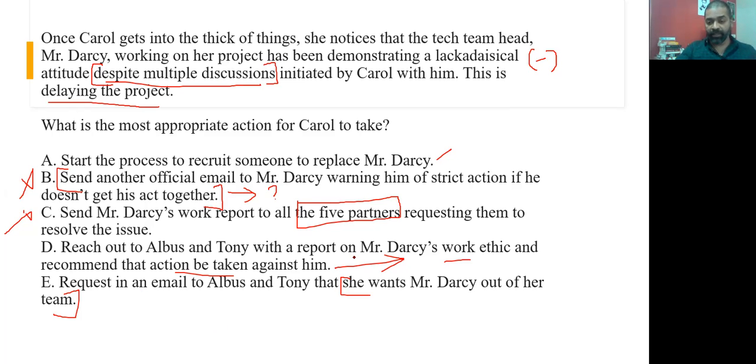So this report on Mr. Darcy's work ethic is extremely important. Action be taken against him is less drastic. This is more drastic. I mean, imagine the new project manager, not so obviously, gets into the thick of things and says, hey, I don't want this guy, just remove him. That's not the way you go to your boss, right? Saying, hey, this guy is a problem. How do we deal with that problem is the discussion that should be had, isn't it? D is the less drastic version. E is the more drastic version, isn't it? So the answer to this particular question will be option D.